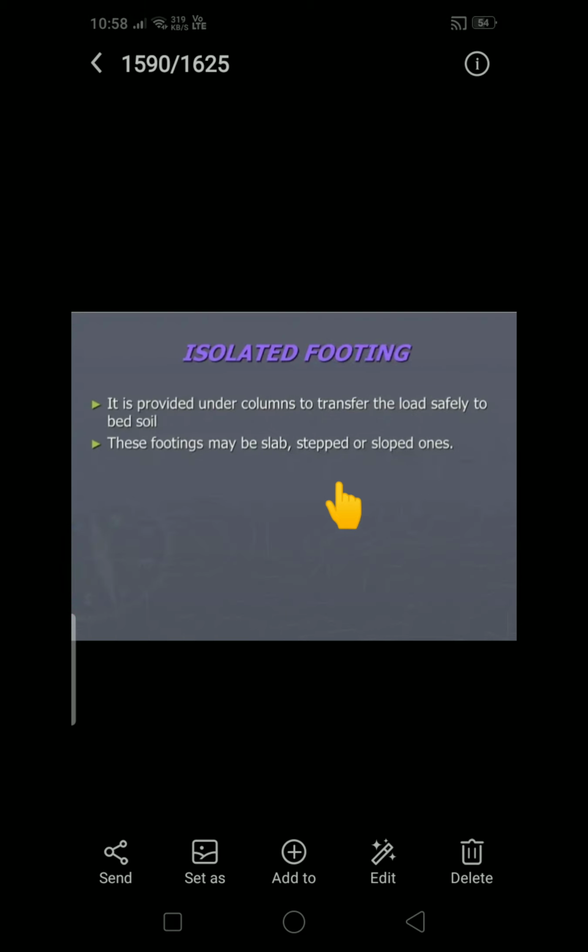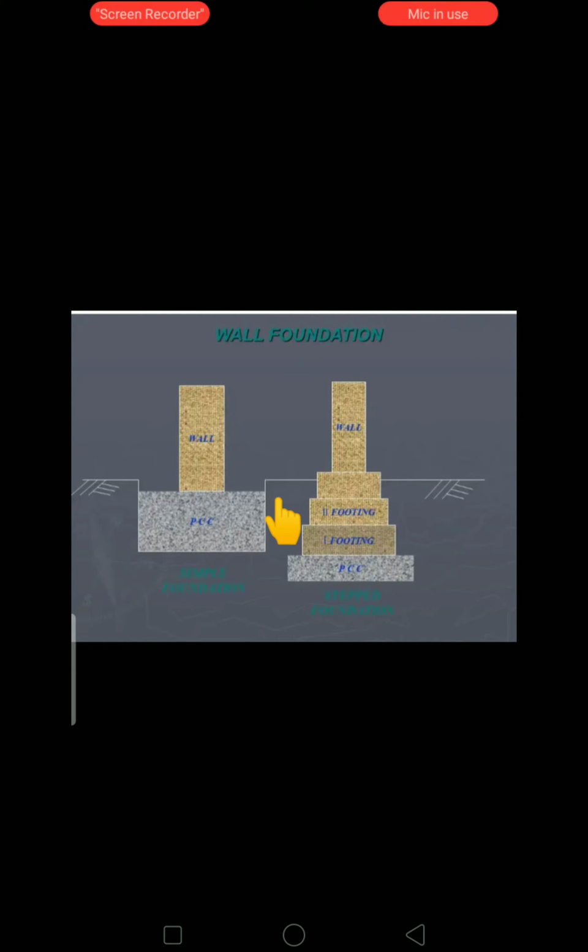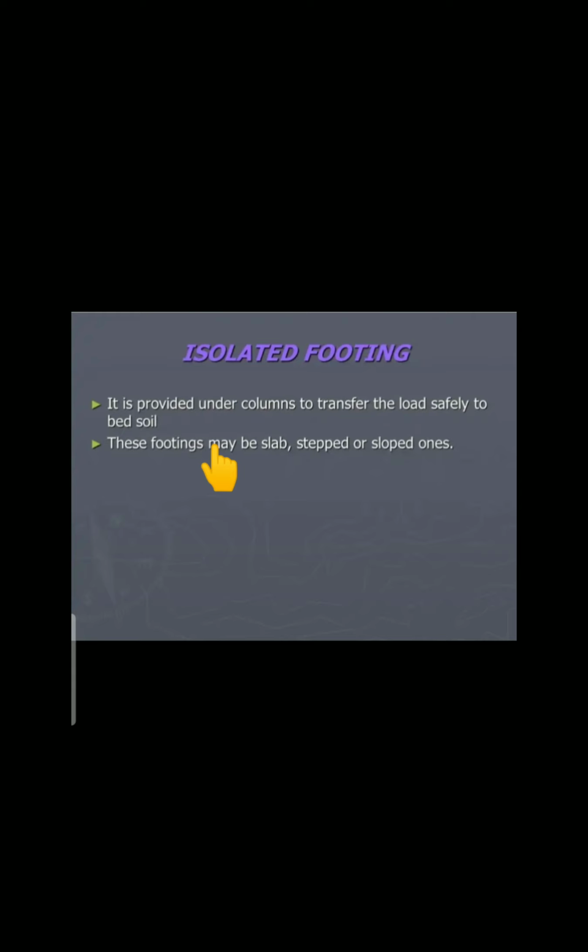Coming to the isolated footing, it is provided under a column to transfer the load safely to the bed soils. Here we are going to provide it directly under the wall. This is the wall, not column. Directly we are placing the footing, and once the footing is finished, immediately we construct the wall. But in the isolated footing, first we place the PCC. After that, we construct the reinforced columns, then after that the superstructure. This footing may be slab, stepped or sloped.